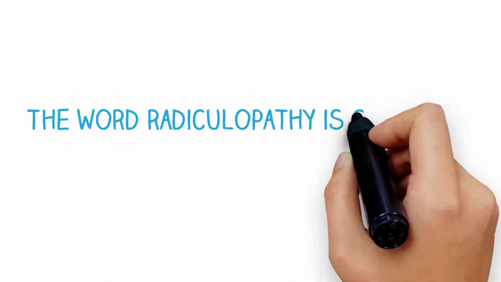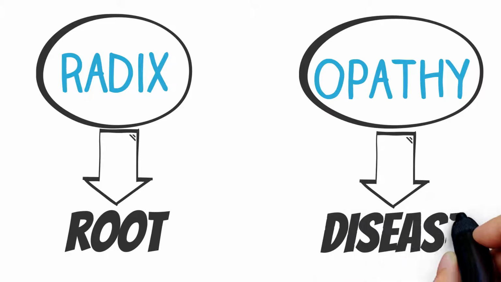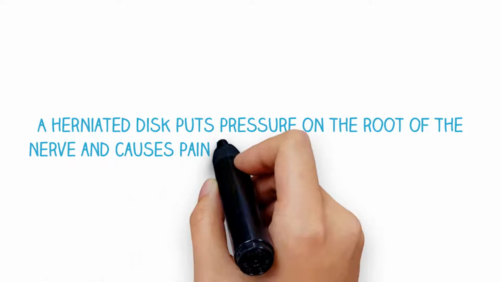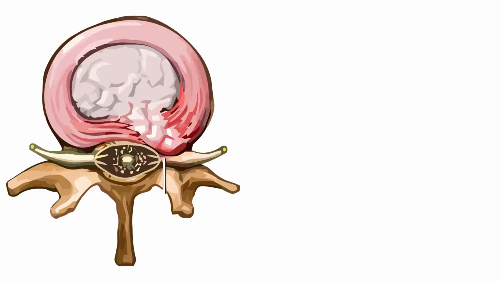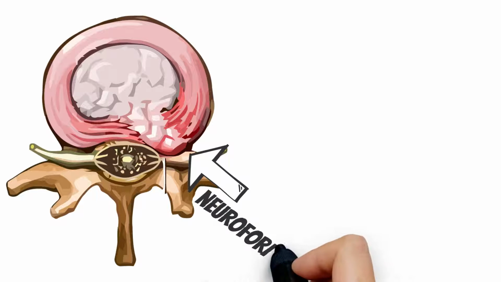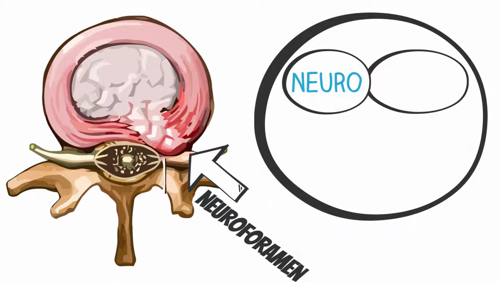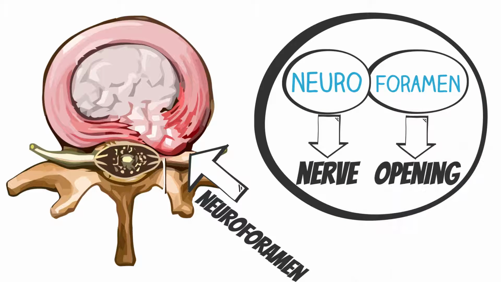The word radiculopathy is composed of two words with Latin origins. The word radix means root, and the word opathy means a disease of. A herniated disc puts pressure on the root of the nerve and causes pain everywhere the nerve travels. A herniated disc usually squeezes the nerve root as it tries to leave the spinal canal through a small bony tunnel called the neuroforamen. The word neuroforamen also has Latin origins. Neuro is the Latin word for nerve, and foramen is the Latin word for an opening.